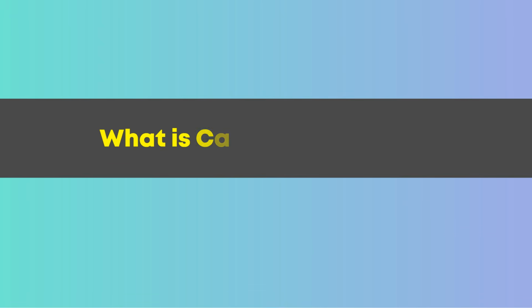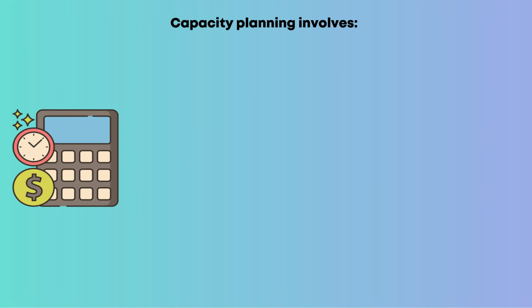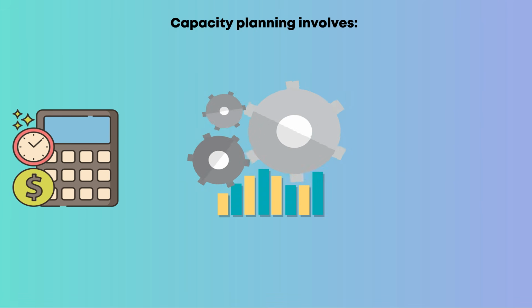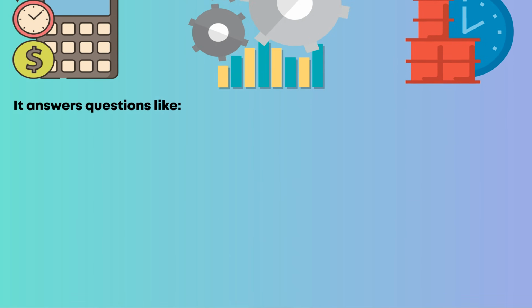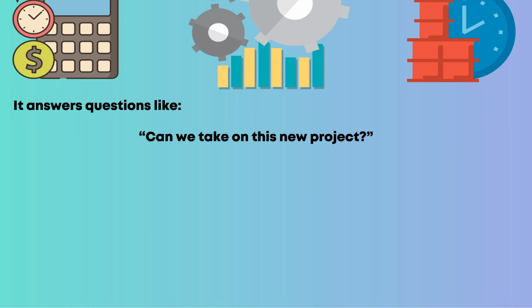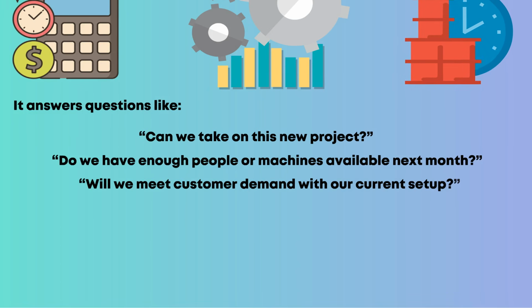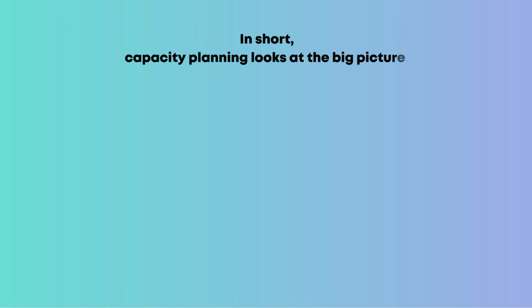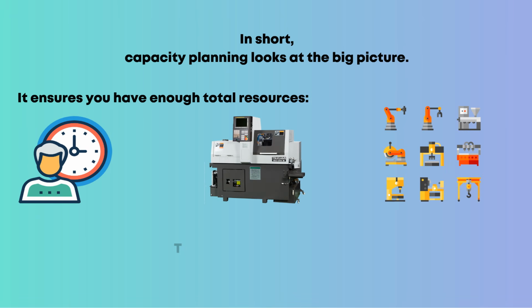So, what is capacity planning? Capacity planning involves estimating the amount of work your organization can handle within a specified time frame. It answers questions like, can we take on this new project? Do we have enough people or machines available next month? Will we meet customer demand with our current setup? In short, capacity planning looks at the big picture. It ensures you have enough total resources, like staff hours, machinery, or tools, to meet upcoming demand.